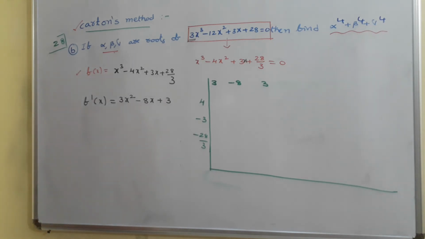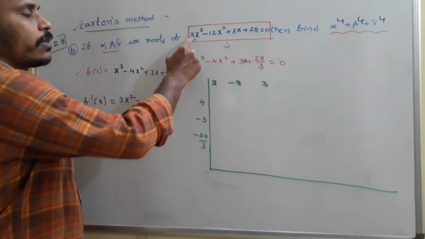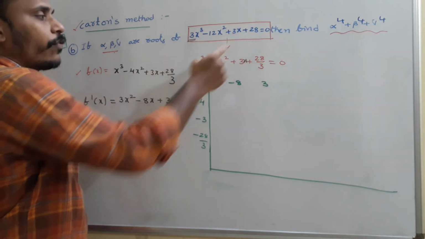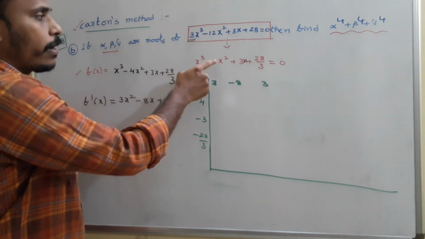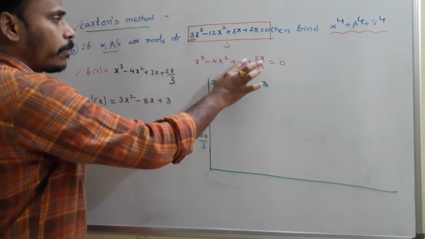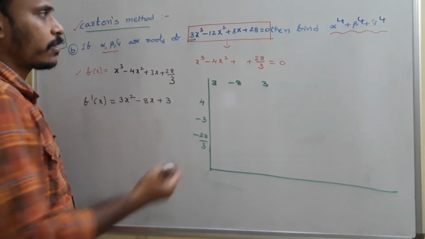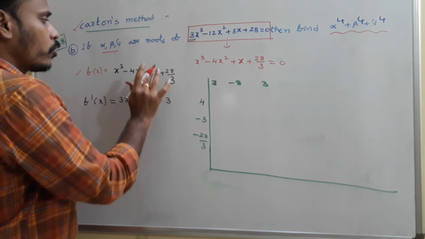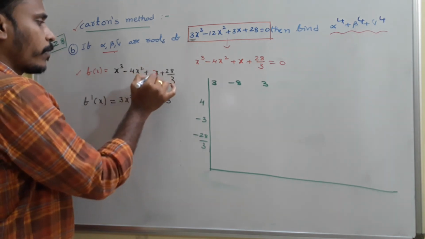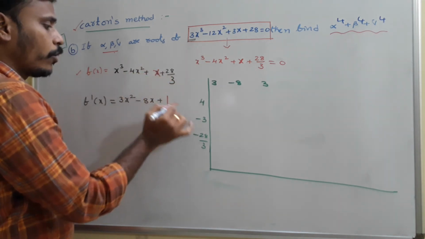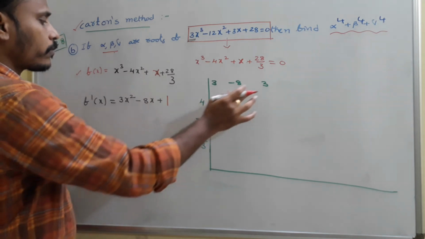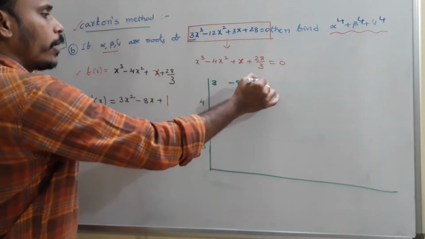So just have a look. I made a mistake here actually. Since I am dividing everything by 3, this is x cube minus 4x square plus 3x, plus x, right? Not 3x. 3x by 3 is x simply. So here also I need to take only x, and since it is x, the value here is 1. Now it is okay, right?